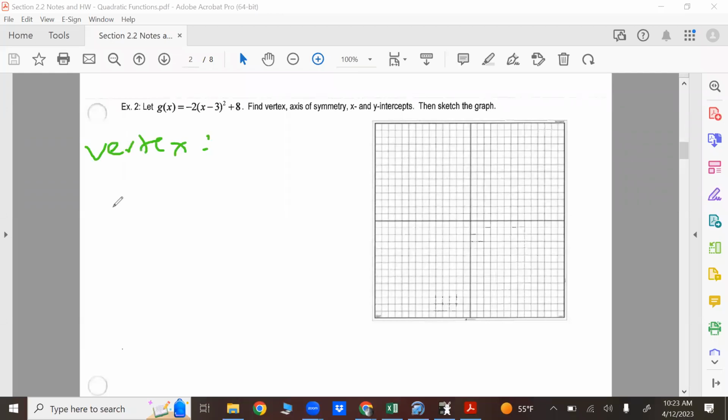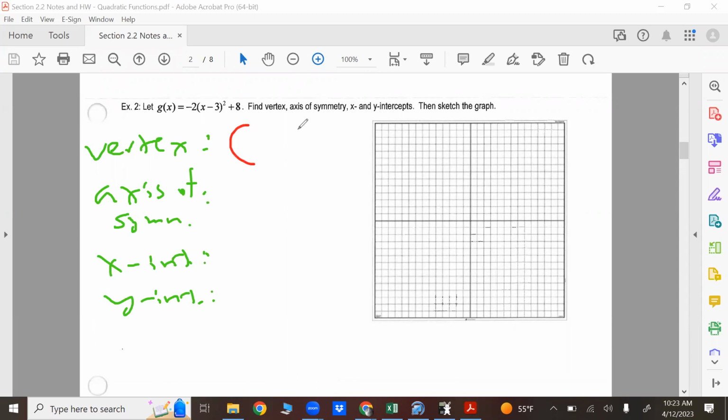Vertex, axis of symmetry, x-intercept, y-intercept. Okay, vertex is actually already there. What's the vertex going to be?